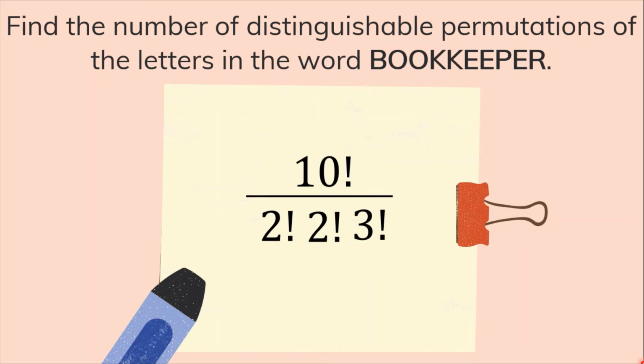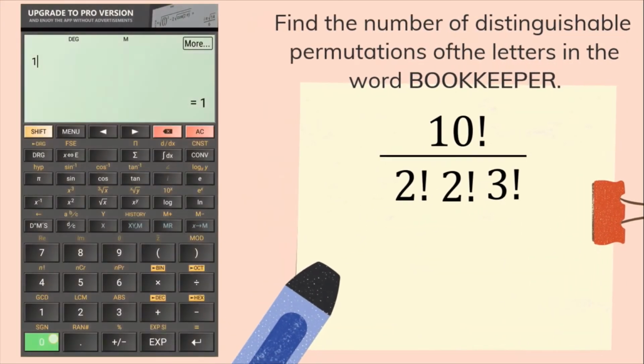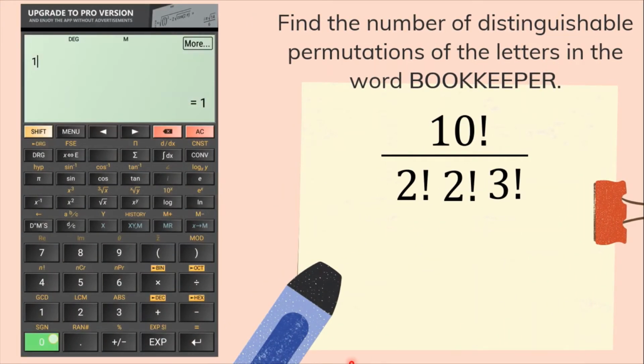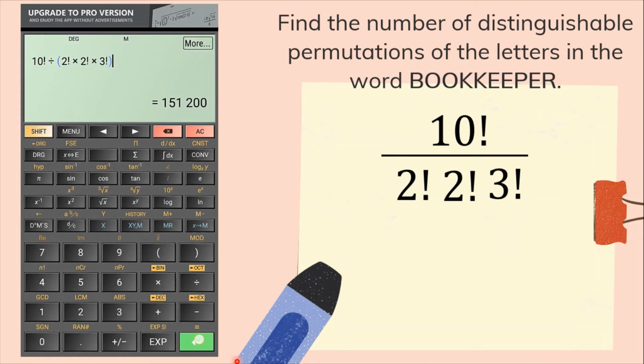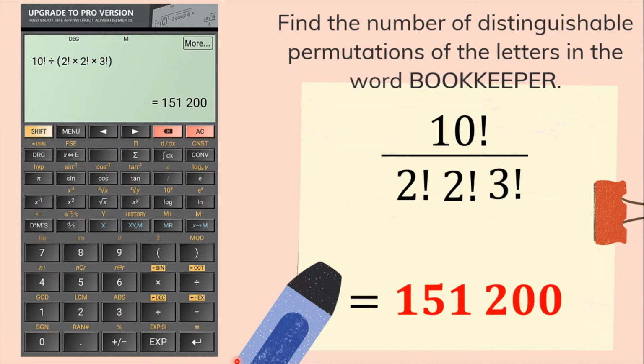Now, direct nating i-compute using our calculator. So, by typing in 10 factorial divided by, so wag kalimutan yung open and close parentheses. So we have 2 factorial times 2 factorial times 3 factorial. And the answer is 151,200. So there are 151,200 ways of arranging the letters of the word bookkeeper.